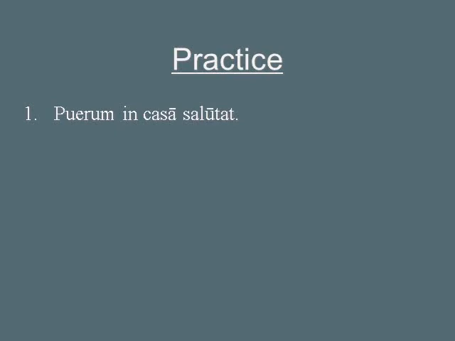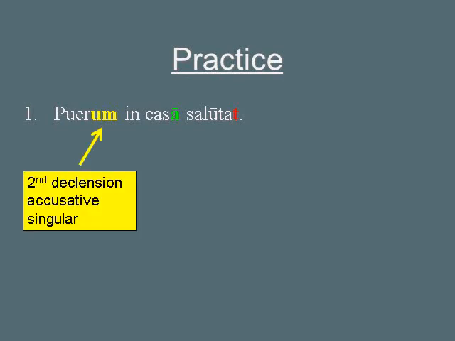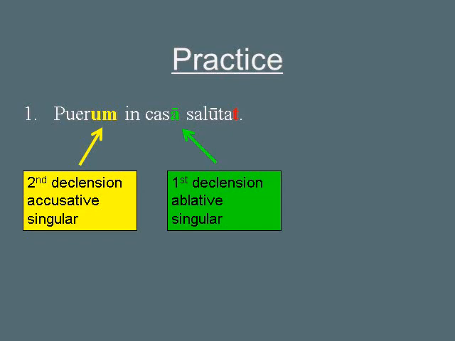Our 2 nouns come from 2 different declensions, and I can see that by their endings. Puerum with a um ending clearly belongs to the second declension, and casa with a long a ending clearly belongs to the first. So with that knowledge, I can pinpoint what cases these are. Puerum with a um is accusative singular. Therefore, this makes it the object of my sentence. Casa is an ablative singular, making it the object of the preposition in.